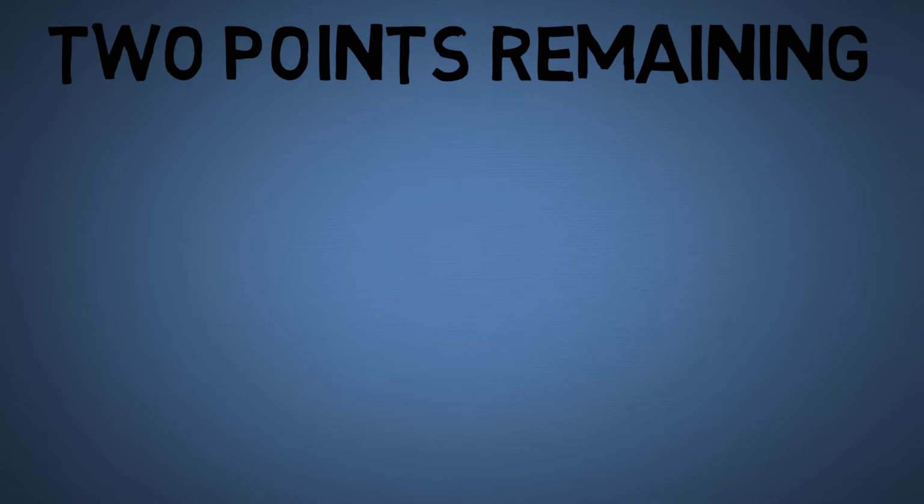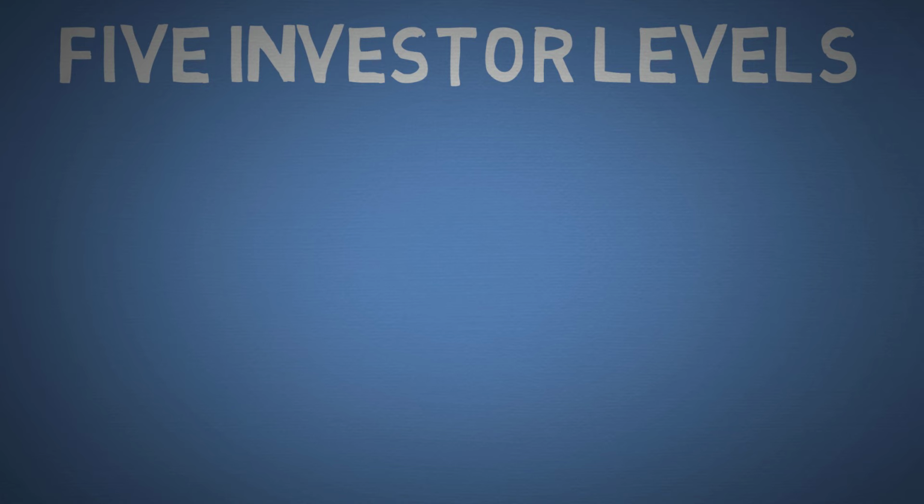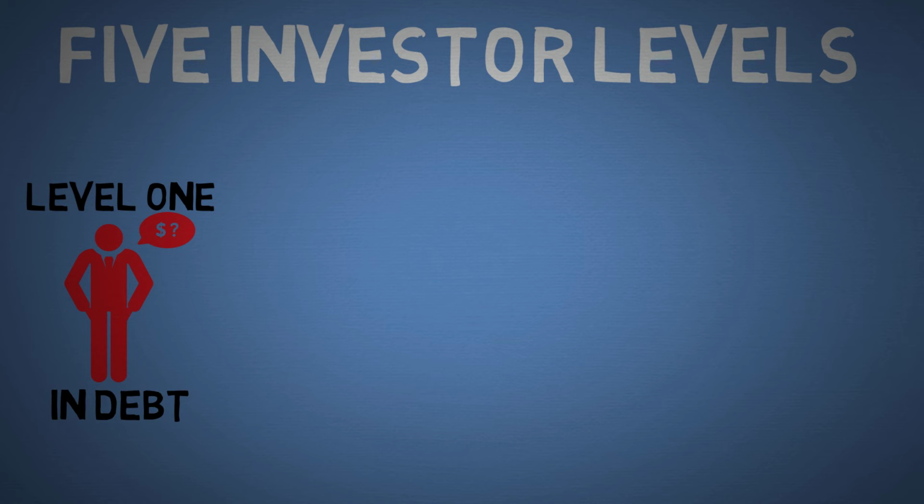There are 2 more things that I want you to take from this book. Firstly, there are 5 levels of being an investor. The level 1 investor has basically no assets. On the contrary, he has a lot of liabilities. He might be in debt and the goal for him is to become debt-free. It's okay being in debt as long as you're working and educating yourself to get out of it.